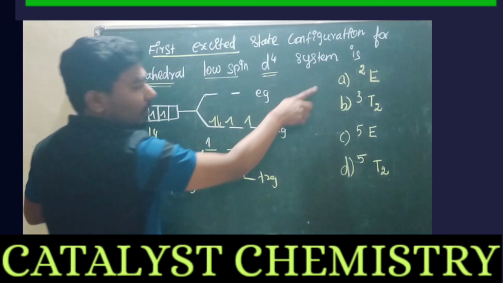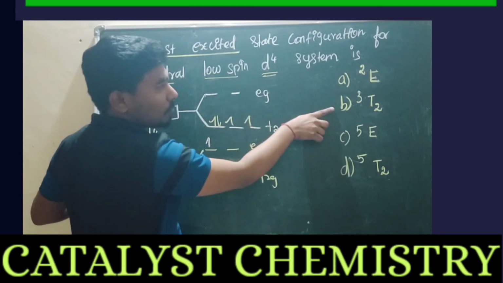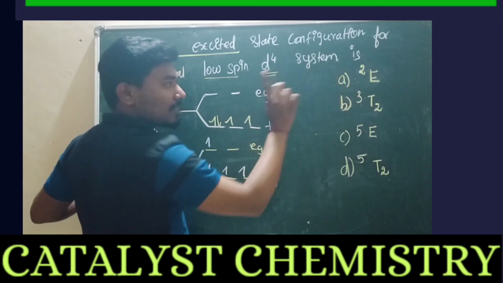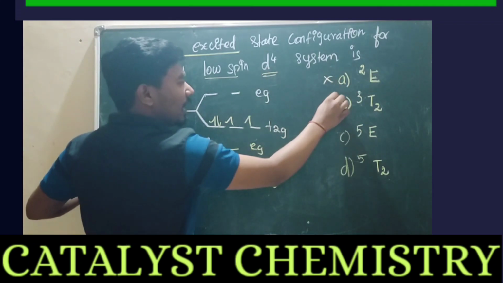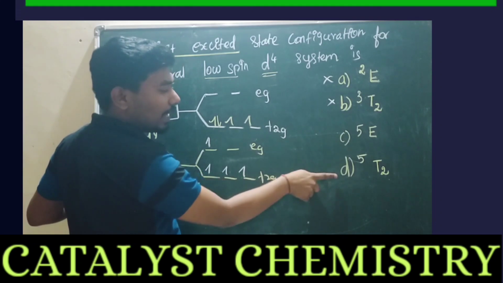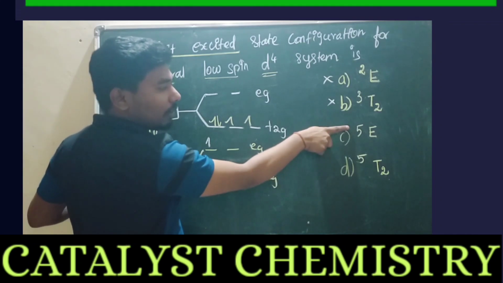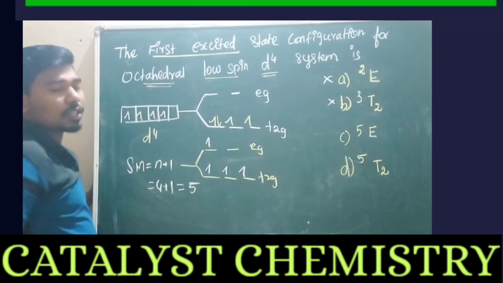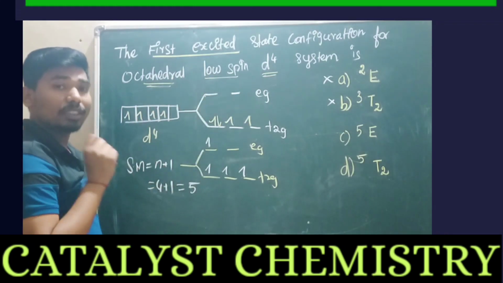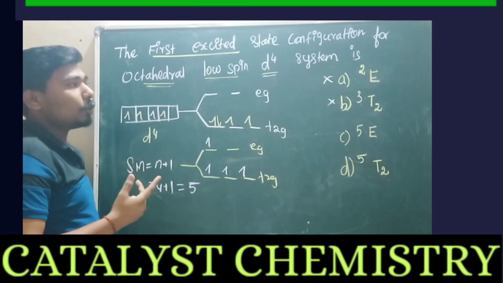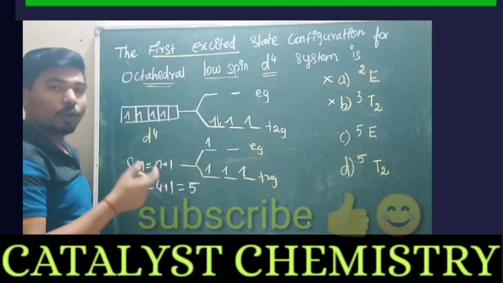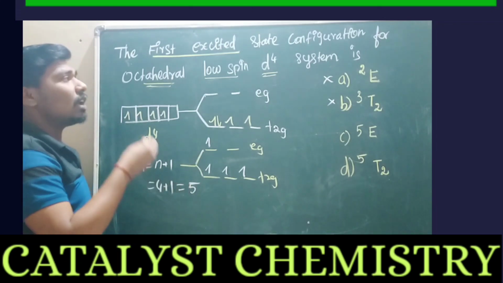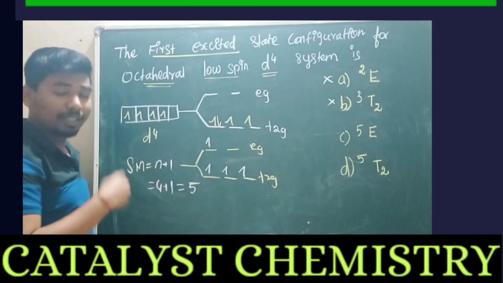Okay, so see here all the 4 options, option A and option B. Here the spin multiplicity is 2, here the spin multiplicity is 3. So this is not our answer. Maybe option D and option C, because they have 5 and 5. Now see here, it is a low spin complex, an octahedral low spin complex. In this type of case, we can't use the orbital diagram, because the orbital diagram is only applicable for high spin complexes. For low spin complexes, the orbital diagram is not applicable.